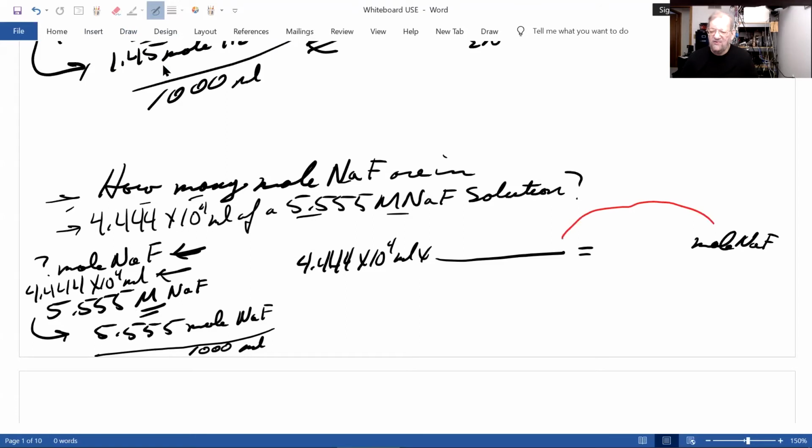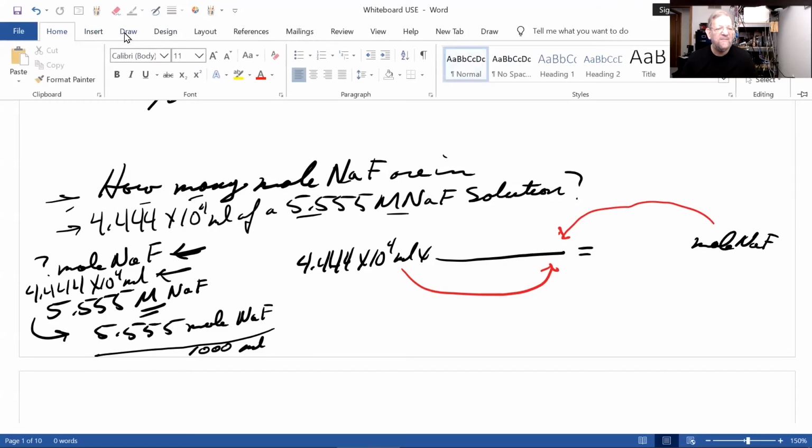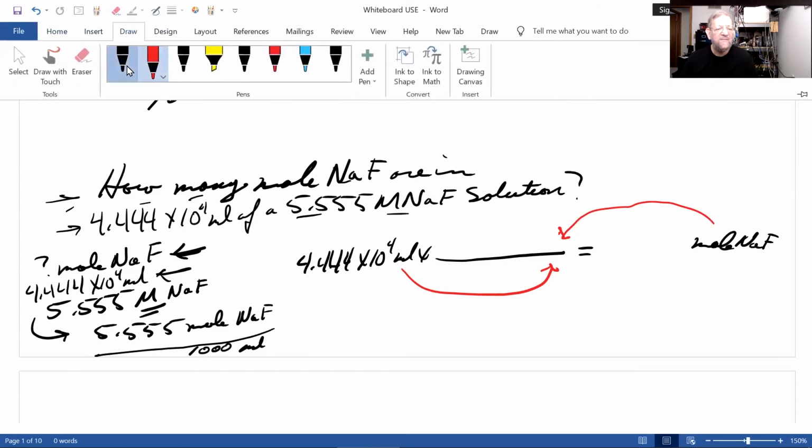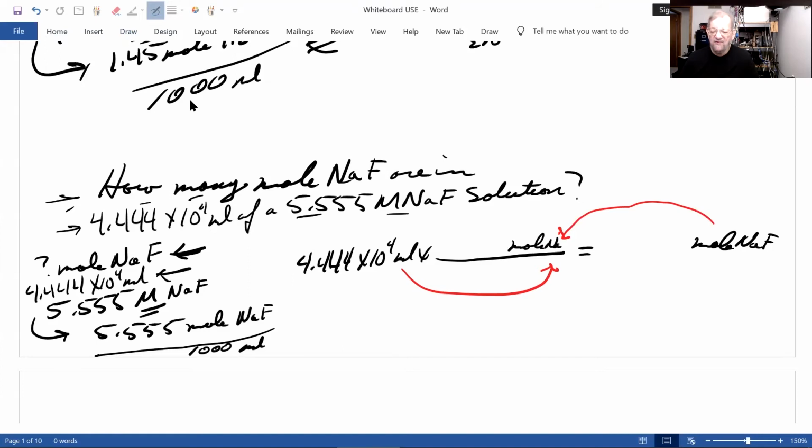Whatever I'm trying to get to goes on top of the ratio. Whatever units I'm trying to get rid of go underneath. And therefore, if I write it in, I have moles sodium fluoride per milliliters. Where do I get that number or those numbers? From here, the molarity, which is 5.555 moles of sodium fluoride per 1,000 milliliters.